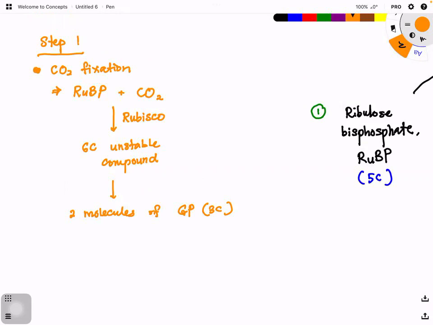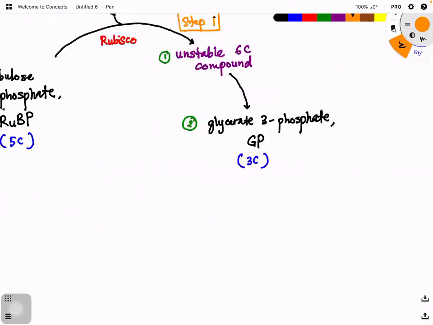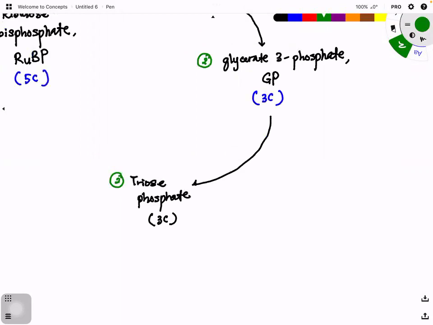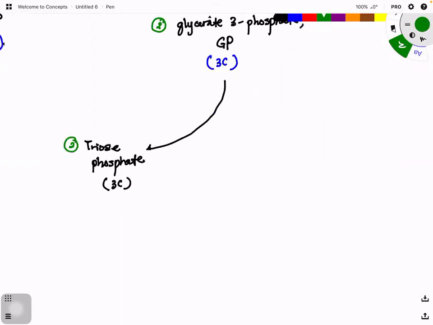Now we look at step 2. Step 2 we call the reduction phase, where glycerate 3-phosphate is reduced to triose phosphate. Triose phosphate we have learned is 3-carbon, so it means that it's still 2 molecules. 2 molecules of glycerate 3-phosphate will be reduced. So in this case, who is the reducing agent? Who reduces it? We need to have the reducing agent.